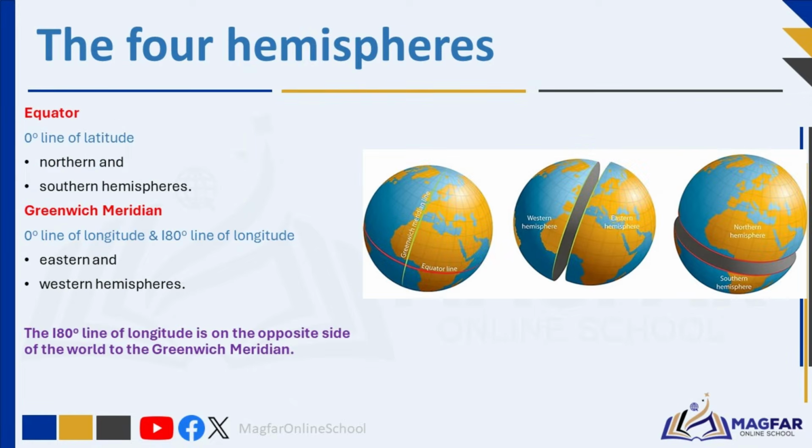As we saw earlier, the world has 4 hemispheres. We can divide Earth along the equator into the northern and southern hemispheres. We can also divide Earth along the Greenwich meridian into the eastern and western hemispheres. The 180-degree line of longitude is on the opposite side of the world to the Greenwich meridian. Remember, each place in the world is always in 2 hemispheres.